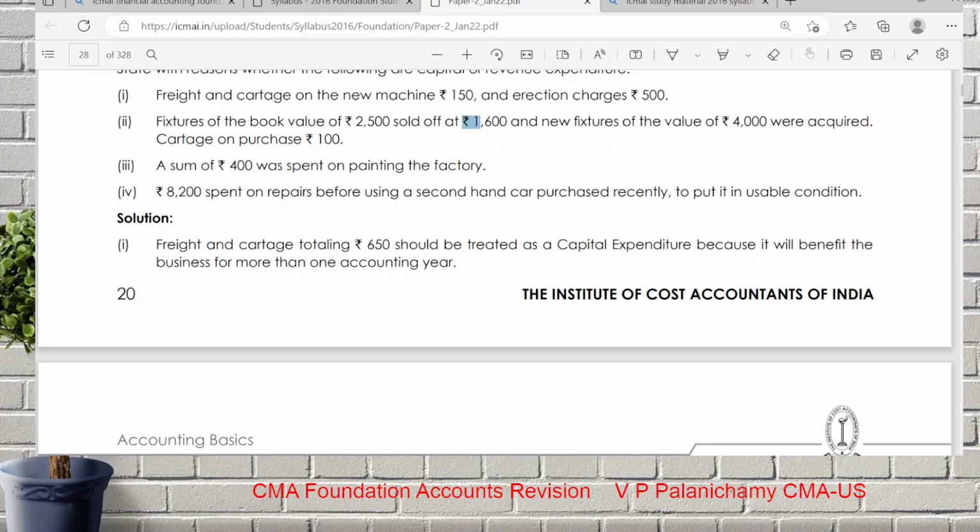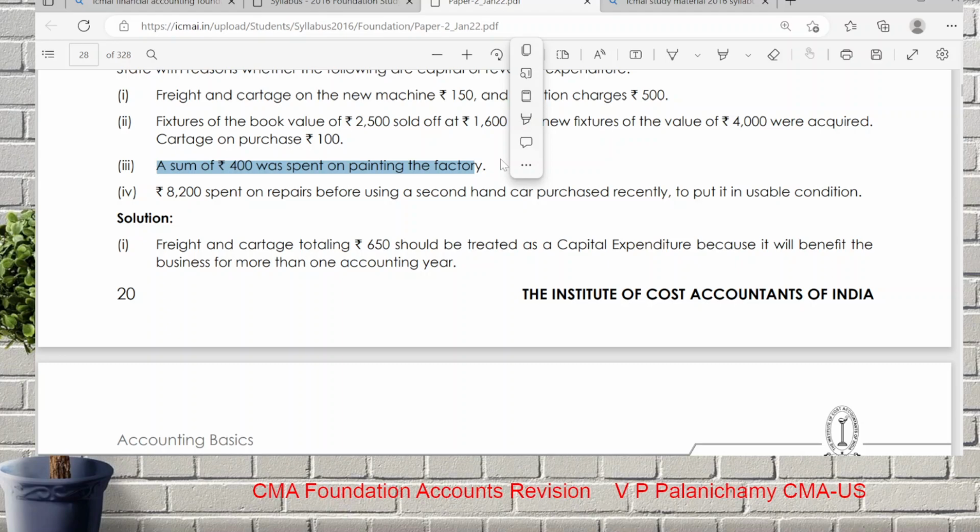Okay, selling this is what? Capital receipt or revenue receipt? You are selling products or fixtures? Fixtures means furniture and fixtures. We sell an asset. That is a capital receipt. New fixtures purchased is a capital expenditure. Carriage on purchases of these assets will become what? Capital expenditure. Wait. Are you paying this for goods purchased or asset purchased? Asset purchased, so capital expenditure. A sum of 400 was spent for painting the factory.